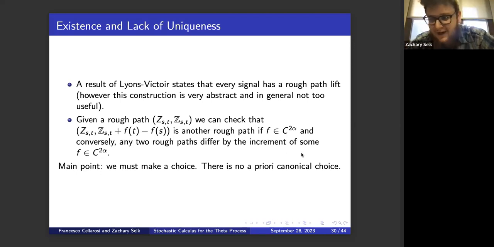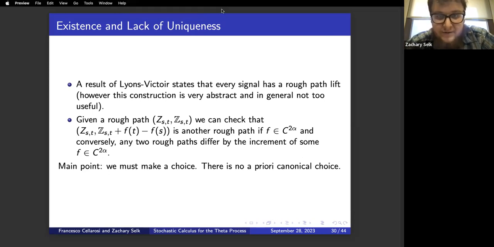They give some abstract results in analysis, basically saying if you can define it on dyadic times, then you can construct it for all times. And they define it on dyadic times inductively. It's a beautiful result in the sense that it applies for any signal, but for any given signal that you're interested in, it's not going to be a very convincing construction, right? In general, you're not going to have a canonical choice of a rough path above a signal. You're always able to construct an infinite family of rough paths above your signal, and the reason is that you're always able to add on an increment of a 2 alpha function. Okay.